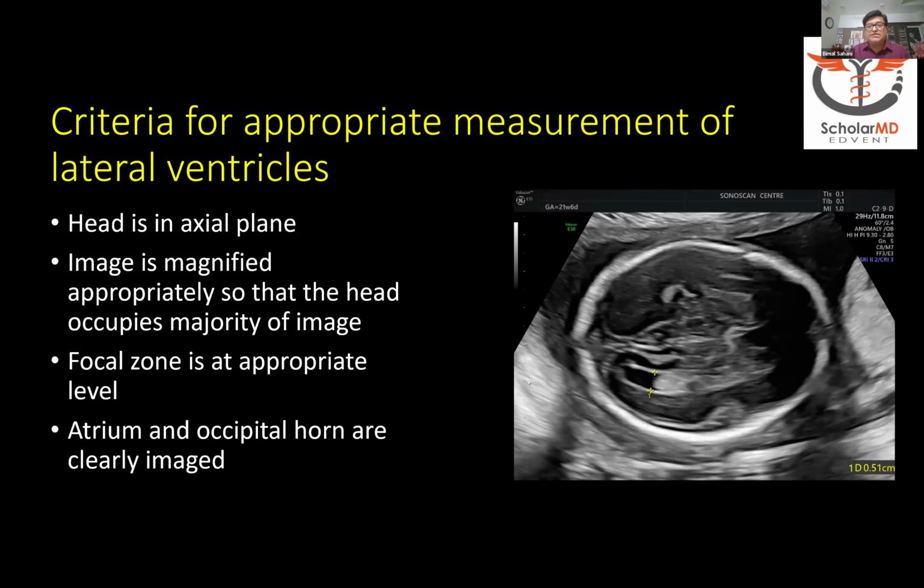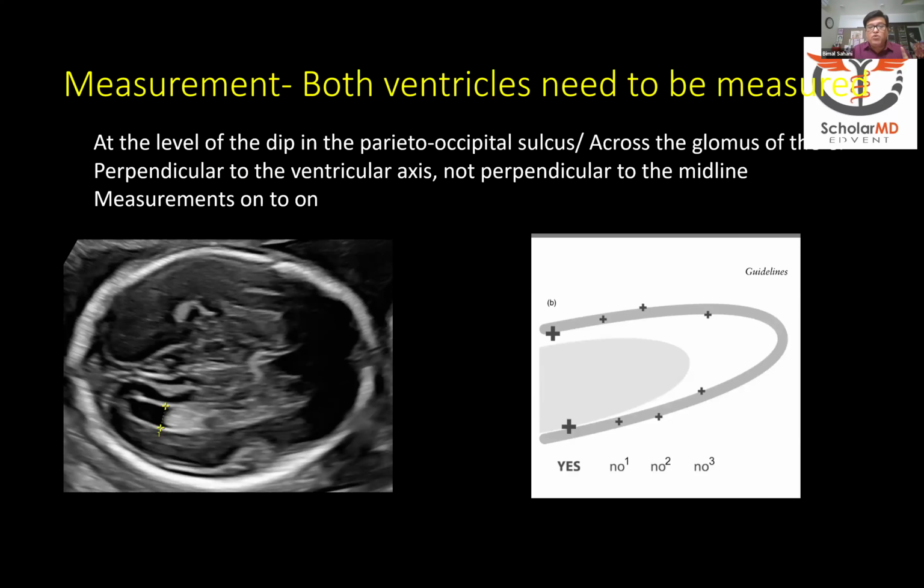There is a clear-cut criteria. You need to have the head in an axial plane. The image should be magnified so that only the head is what you are seeing, the focal zone should be at the right place, and the atrium and the occipital horn should be clearly imaged. So when we talk about the three basic planes, we have the transventricular plane, and that is the plane that you need to look into, and you need to see to it that the occiput and the atrium is clearly visualized. And where do we measure it?